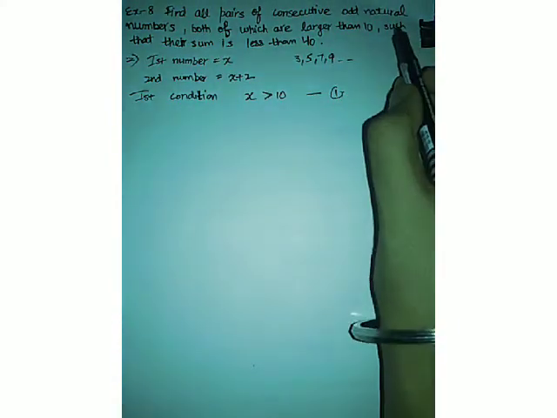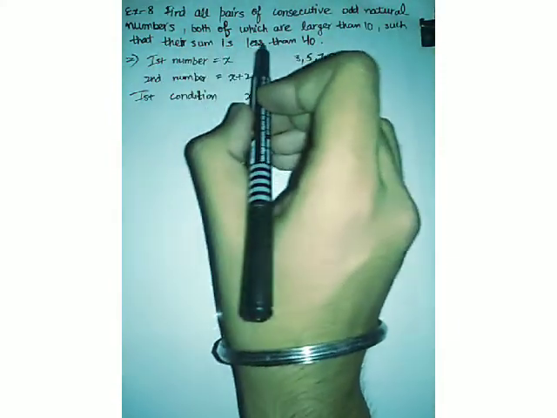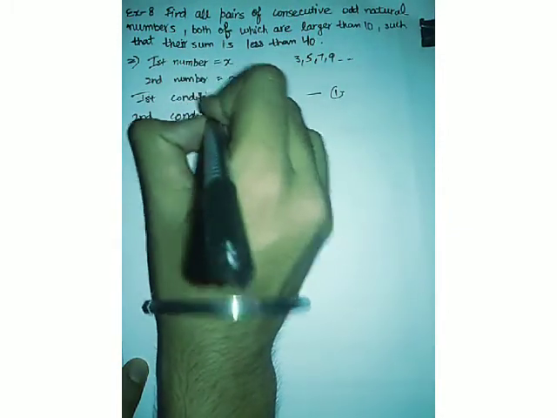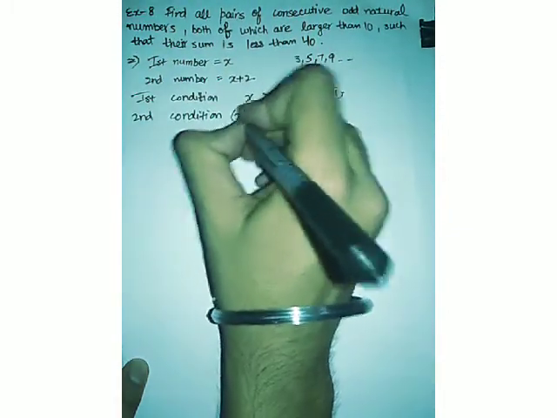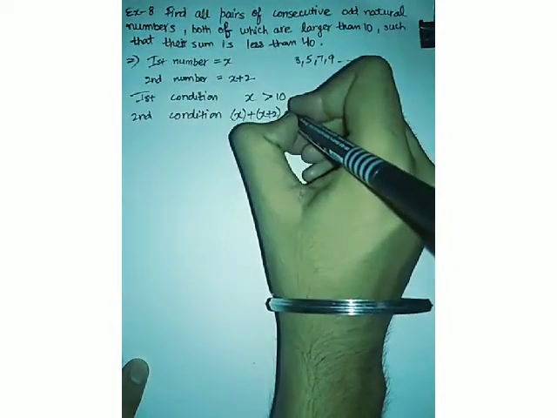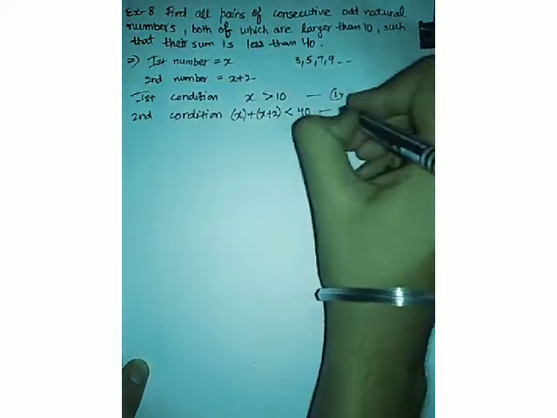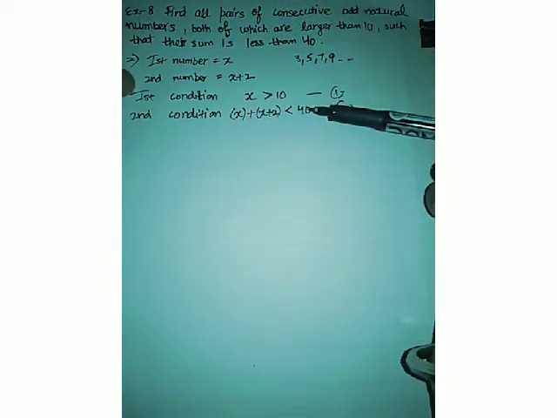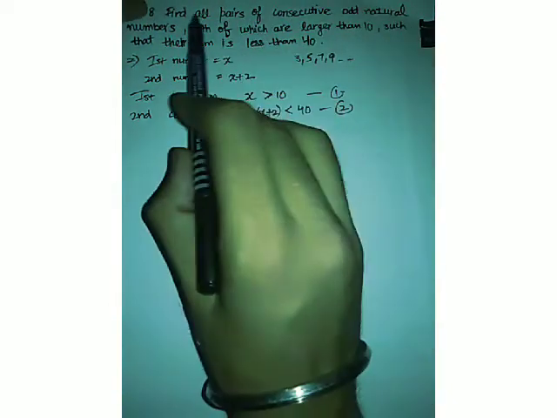And the next one, such that their sum is less than 40. Now their sum must be less than 40. So what is the second condition saying? The second condition states that x plus x plus 2 must be less than 40. This is our second inequality. Now we have found both of the conditions from the statement. We just have to find the pairs.